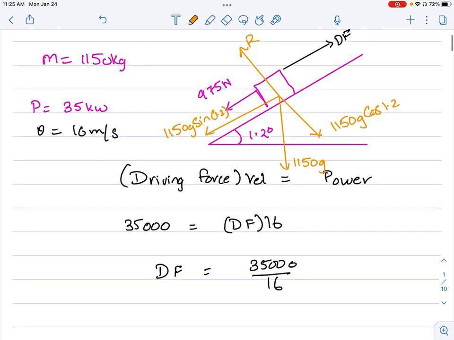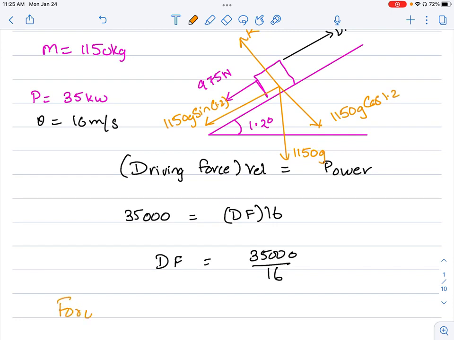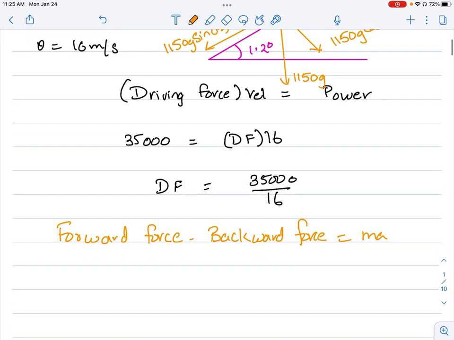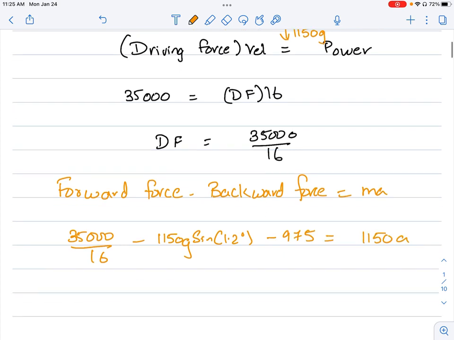So forward force minus backward force is equal to ma. We use that concept. The forward force is my driving force, which is 35,000 divided by 16, minus the backward forces: 1150 g sine 1.2 degrees, and the resistance force, 975, is equal to ma, 1150 a. Simplify this, and a in three significant figures is 0.845 meters per second squared. That is going to be the answer for the first question.